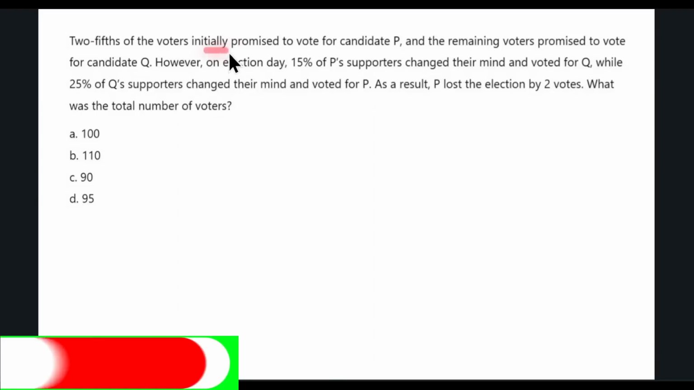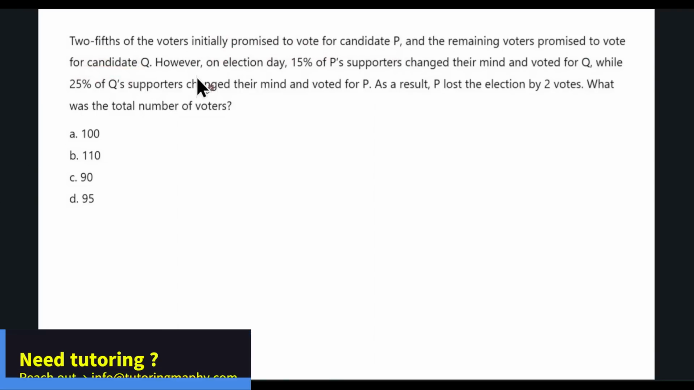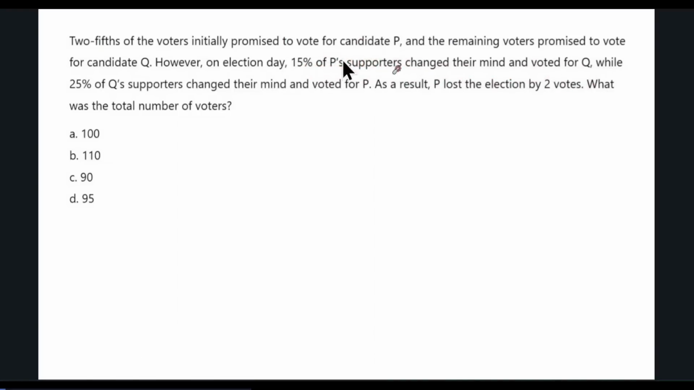Two-fifths of the voters initially promised to vote for candidate P and the remaining voters promised to vote for Q. However, on election day, 15% of P's voters changed their mind and voted for Q, while 25% of Q's voters changed their mind and voted for P. As a result, P lost by 2 votes. What was the total number of votes? Okay. First, what is the total number of voters?